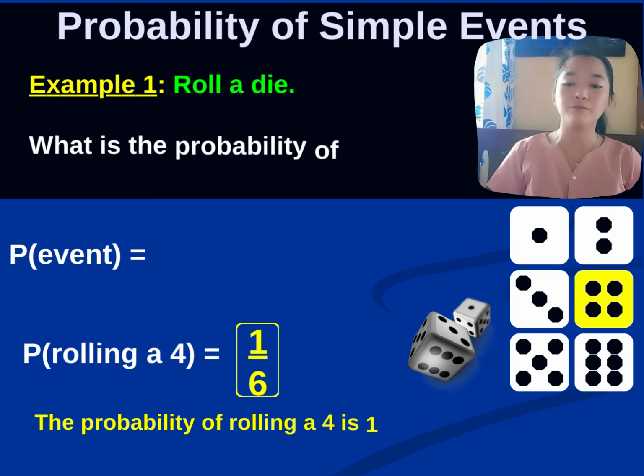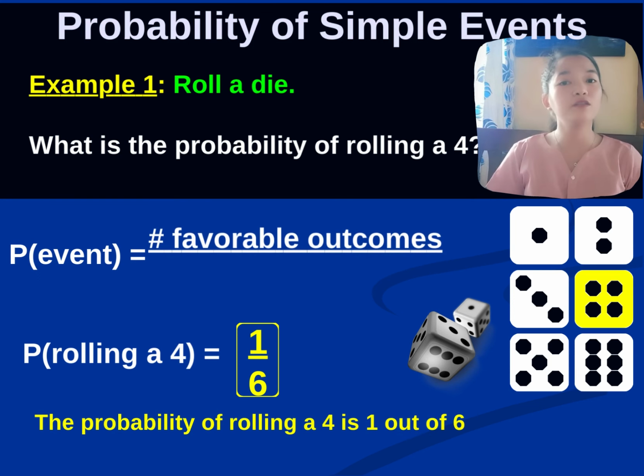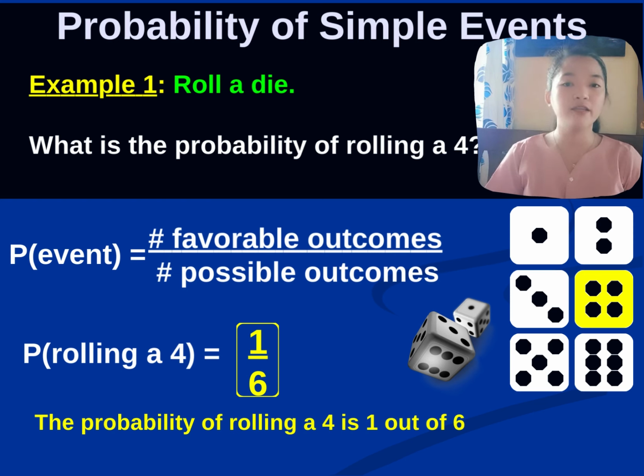Let's have example number 1. Roll a die. We all know that a die has 6 faces, and it is numbered 1, 2, 3, 4, 5, and 6. So we should use the formula P of event is equal to the number of favorable outcomes over the number of possible outcomes. P of rolling a 4 is equal to 1, which is the number 4 on a die, over the 6 faces. So the answer is 1 over 6. Therefore, the probability of rolling a 4 is 1 out of 6, or 1 over 6.